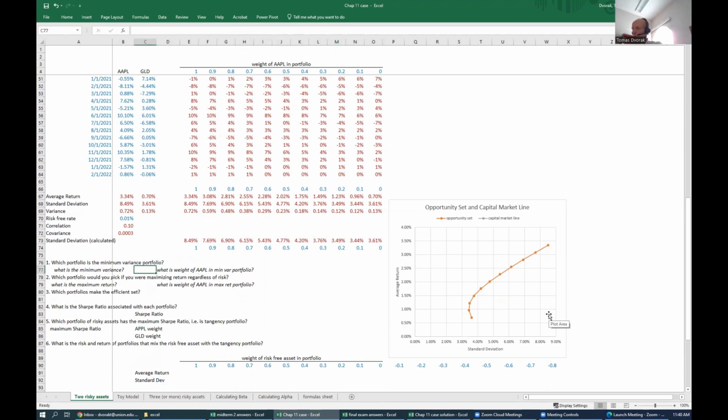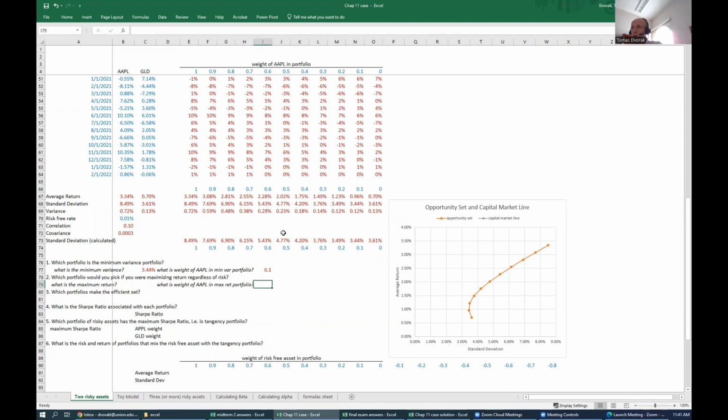So let's examine this opportunity set a little more closely. Let's ask what is the minimum variance? So sure, let's grab this row. What is the minimum variance? And that's when the standard deviation is 3.44. That's the lowest variance. And what is the apple weight for that? Apple weight is 0.1. Right? 0.1 is the weight of apple in the minimum variance portfolio. So that's when we mix apple 10%, gold 90%.